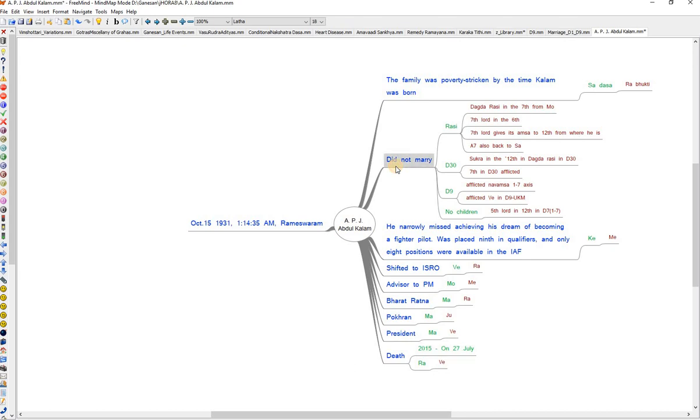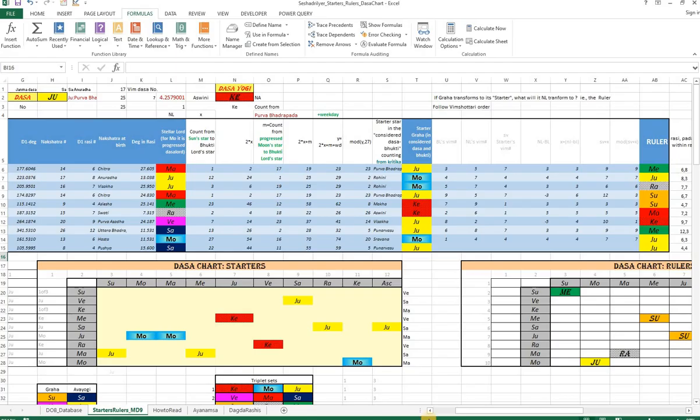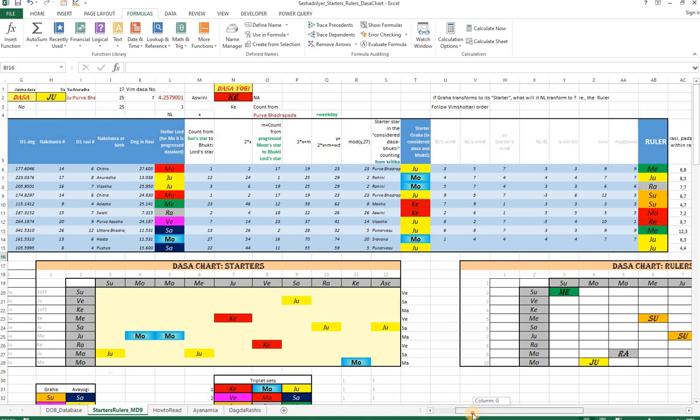He did not marry at all. That's because of the Dagda Rashi in the 7th from the moon. That's the reason I could think of. The 7th Lord Saturn is in the 6th for him. The 7th Lord gives its samsa to the 12th from where he is.